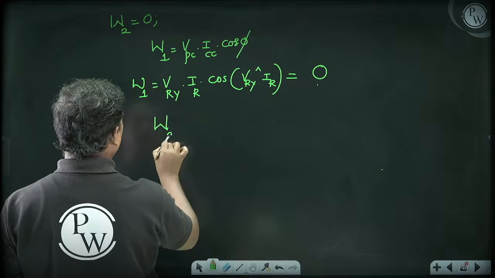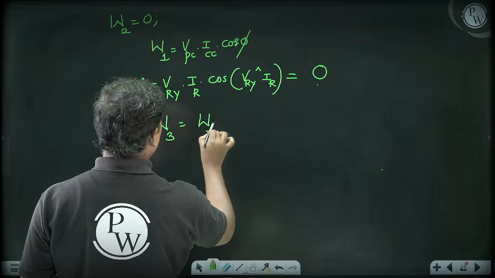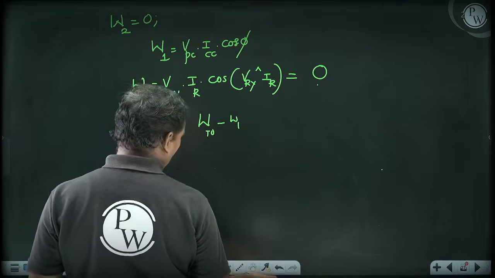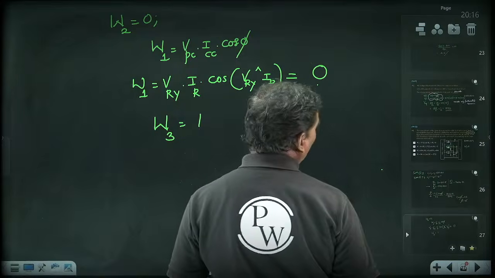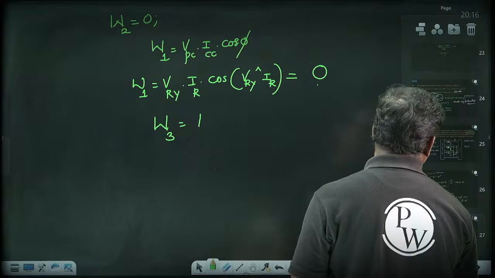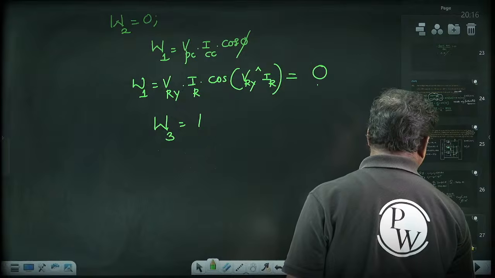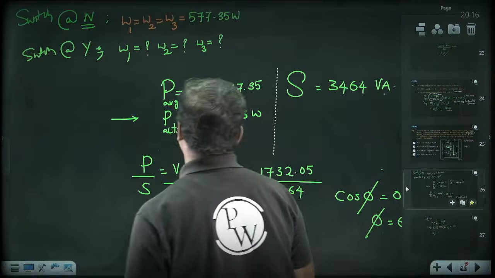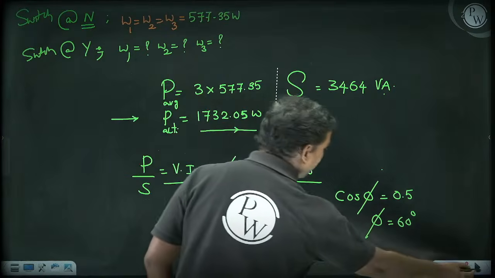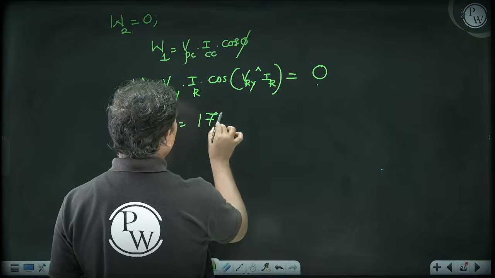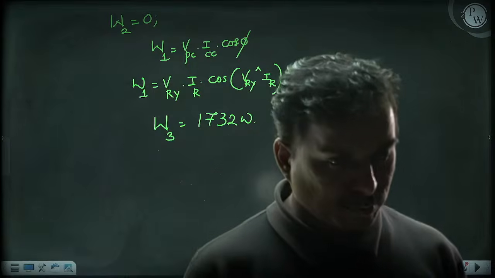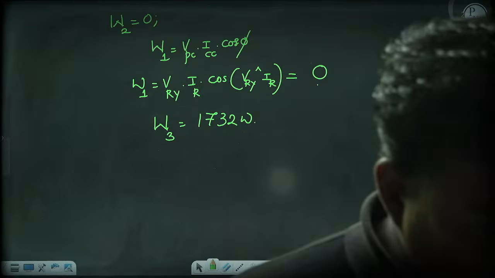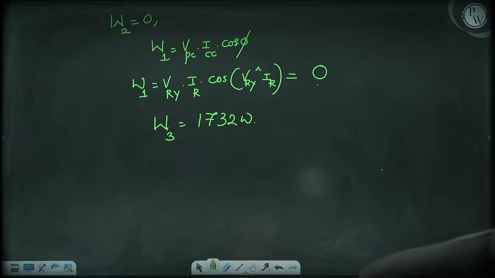Next, what is the W3? The total minus W1. So W3 only has to give the total power, na? So what is the total power? 1732. Total power is 1732. So the total power should be equal to 1732, should come by W3. So W3 is coming as 1732. Or else W3 value you can take with cos 90. Very good. Line voltage cos 90. Very good.